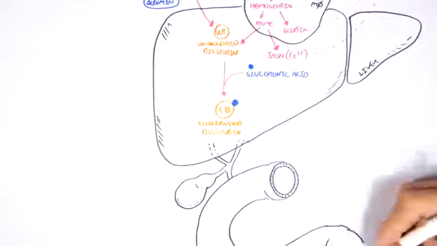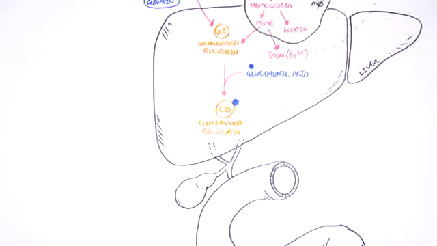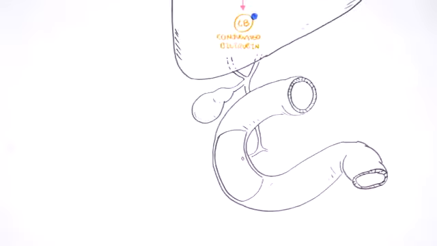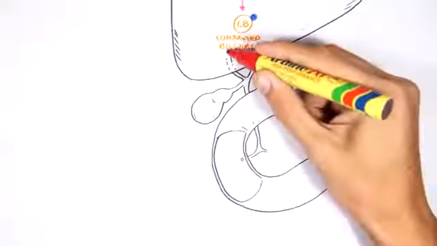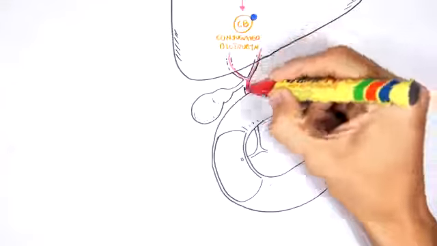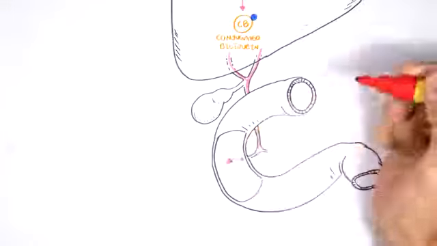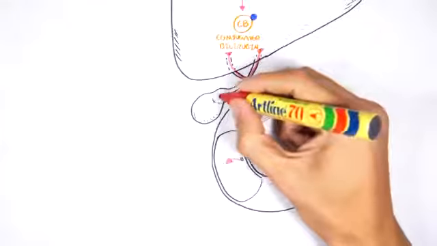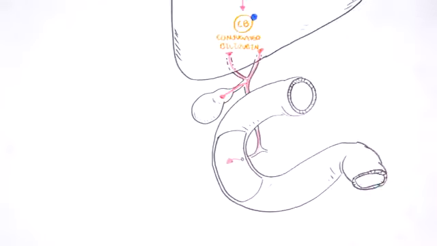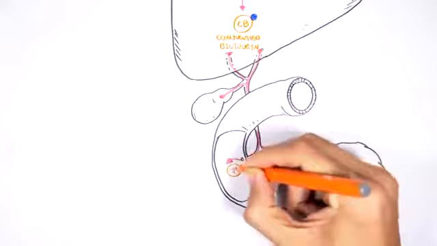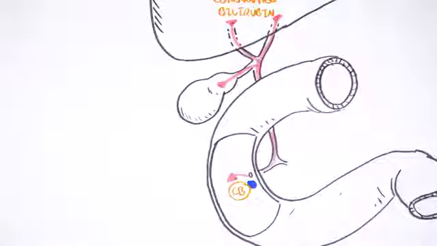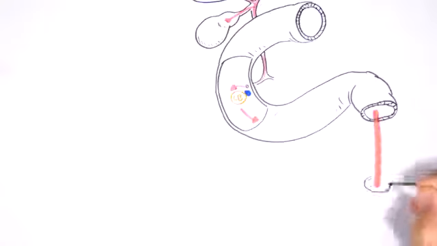Now, because this new conjugated bilirubin is water soluble, it can be excreted by the liver in bile. So bile, which will contain the conjugated bilirubin together with bile salts and other stuff, will eventually be excreted into the small intestine through the common bile duct. When the conjugated bilirubin is in the small intestine, it will travel towards the large intestine or colon.